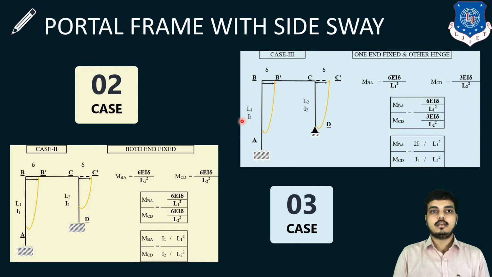By this we can find this ratio, and with the help of this ratio we will find the sway moments in the examples, and with that we will see how to solve examples of a portal frame with side sway.